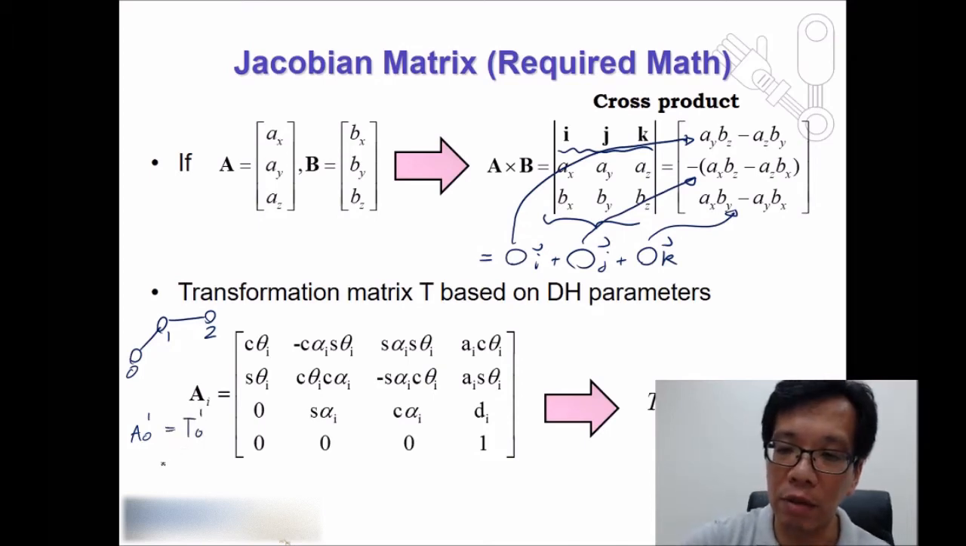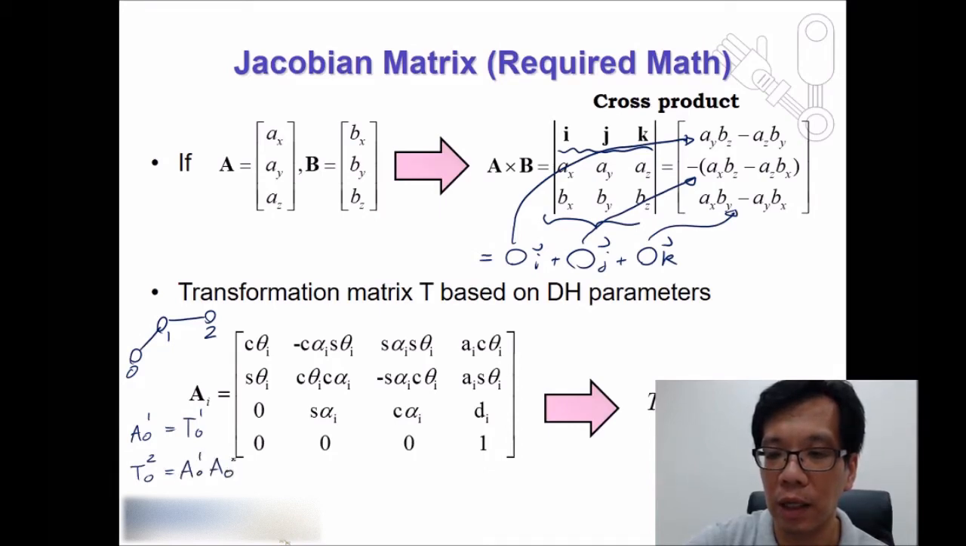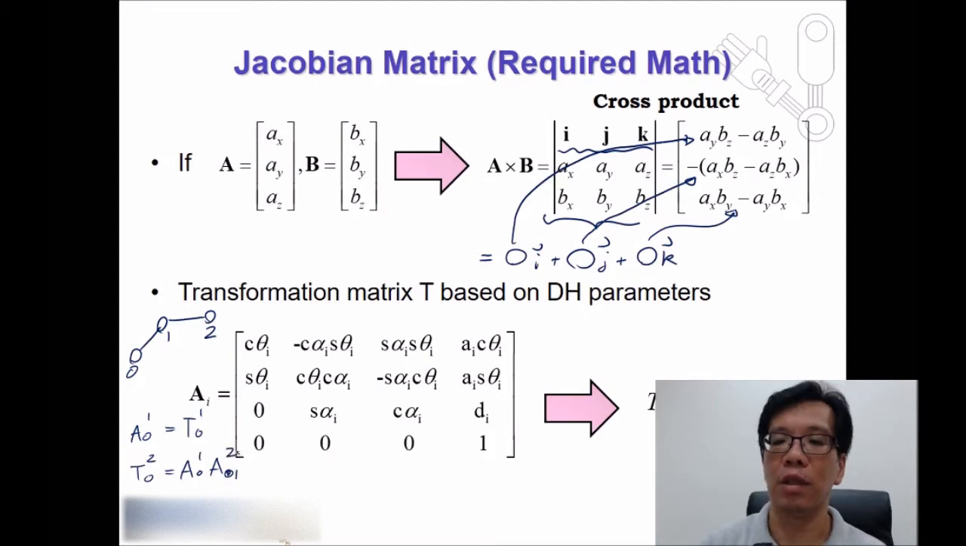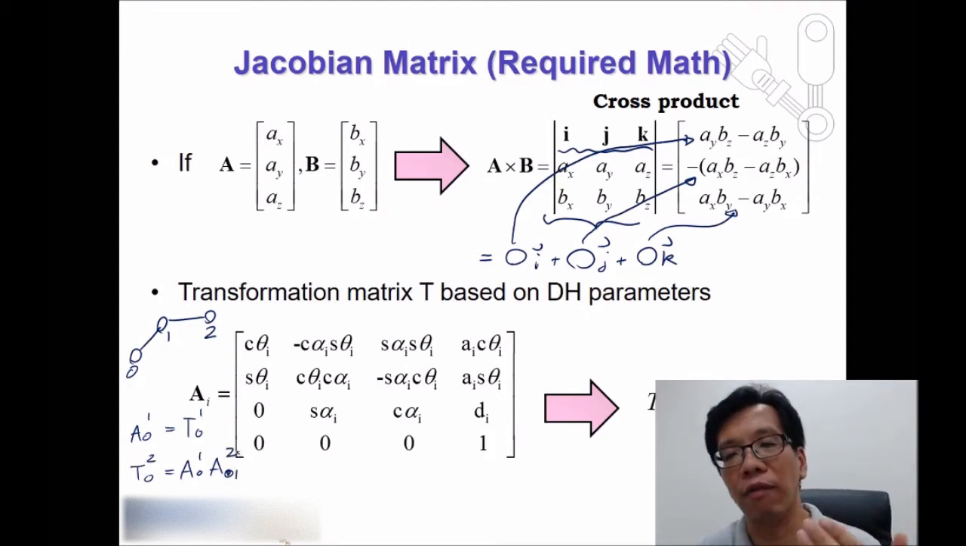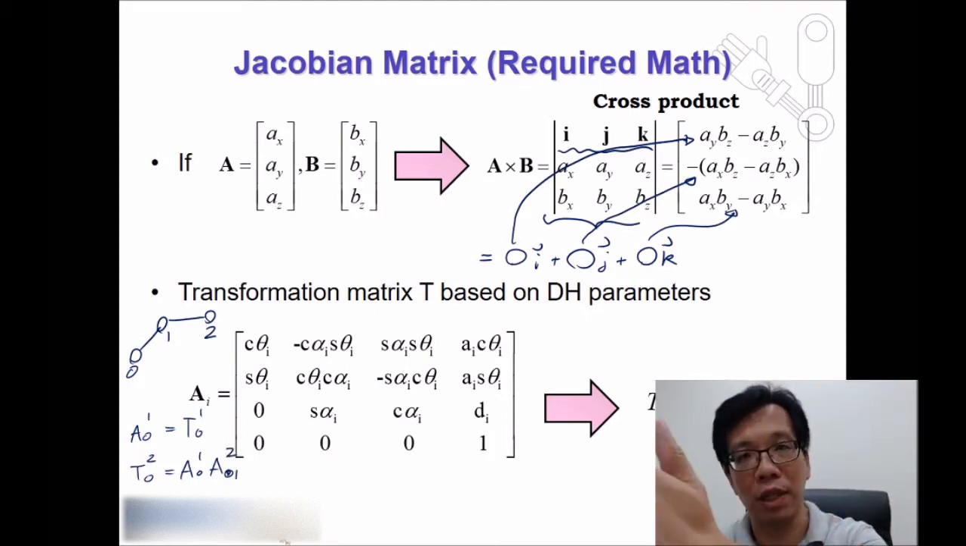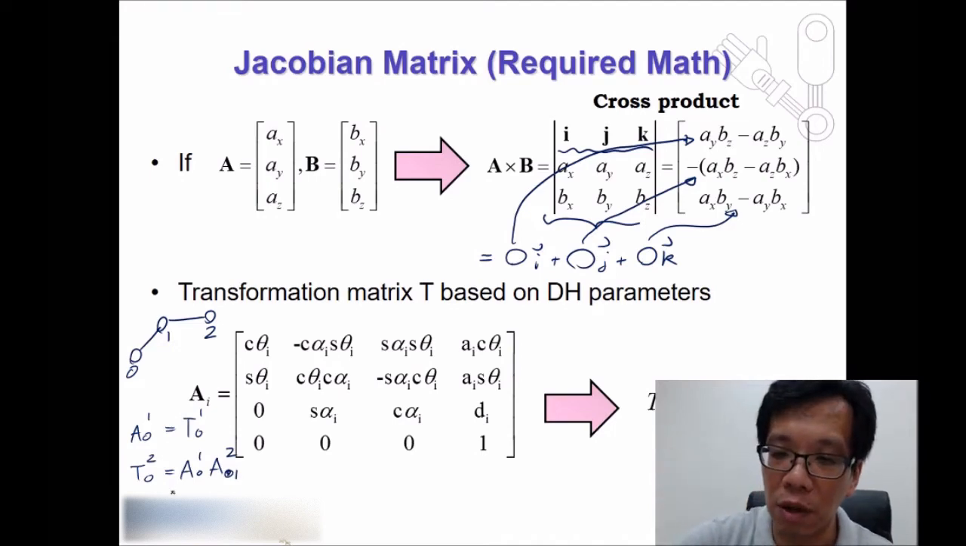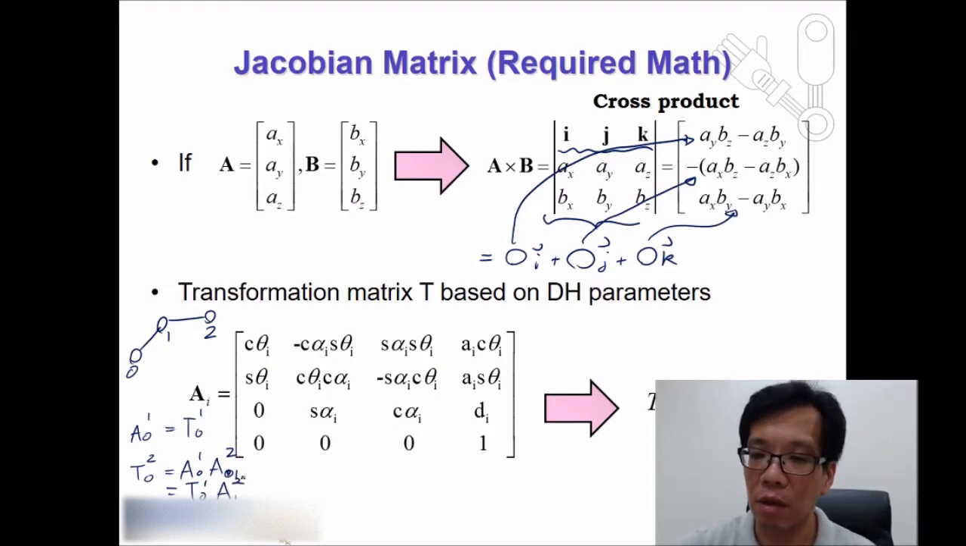But if I want to do 0 to 2, then I will need to have this one multiplied by this one. Okay, so it will convert from the 0th frame to the second frame. This also implies this is going to be something like this.